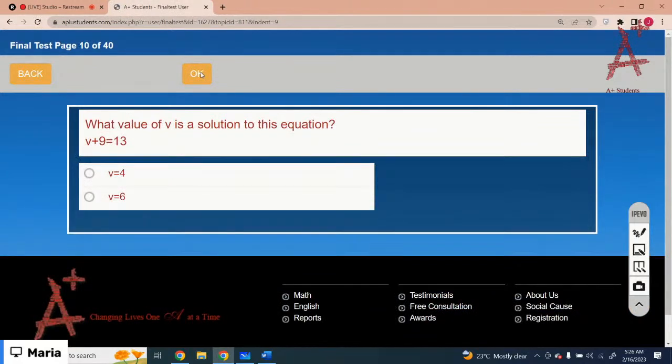Okay, the next one is v plus 9 equals 13. So what is the value of v? 13 minus 9 is 4. So the value of v equals 4.